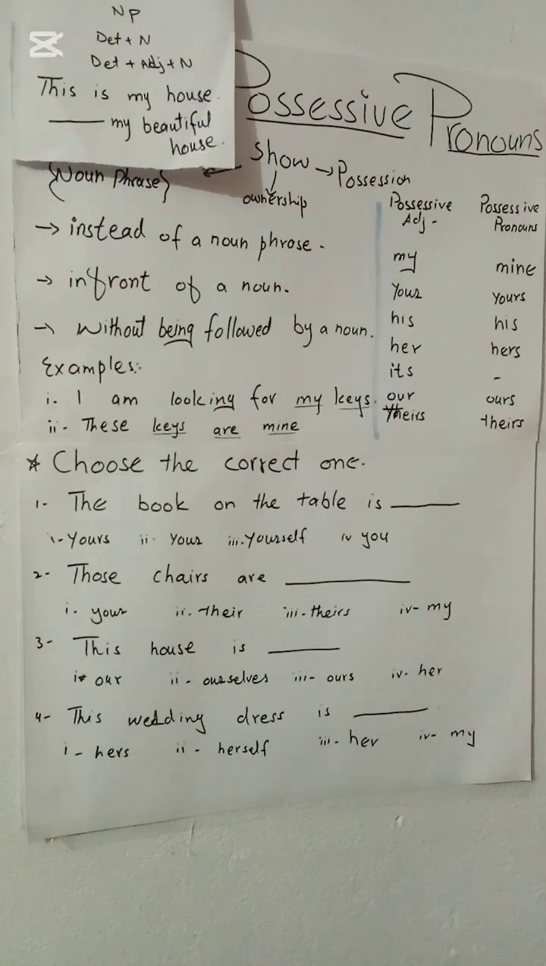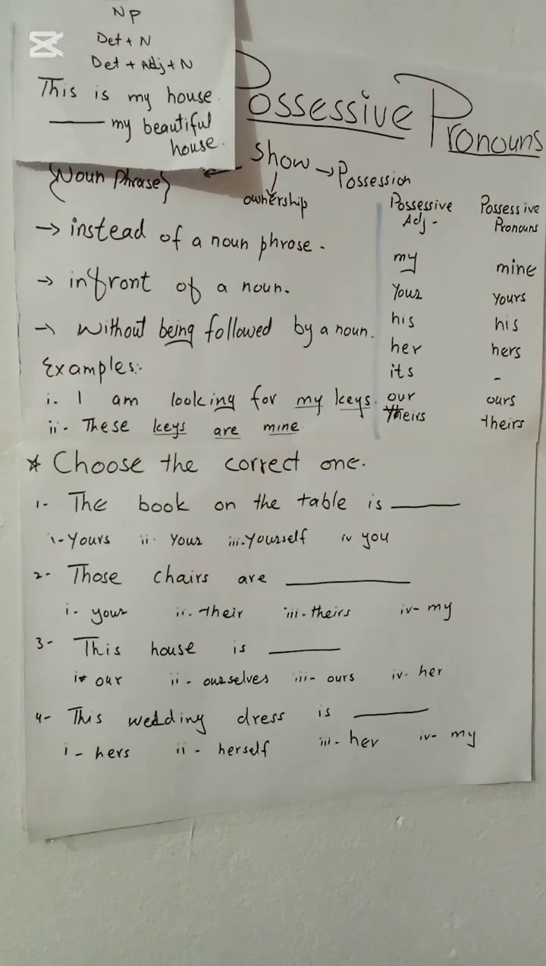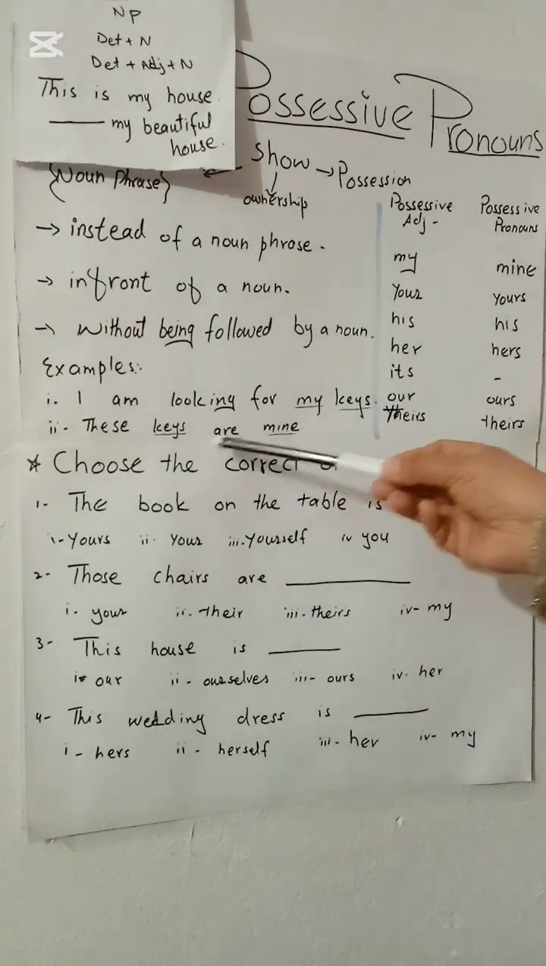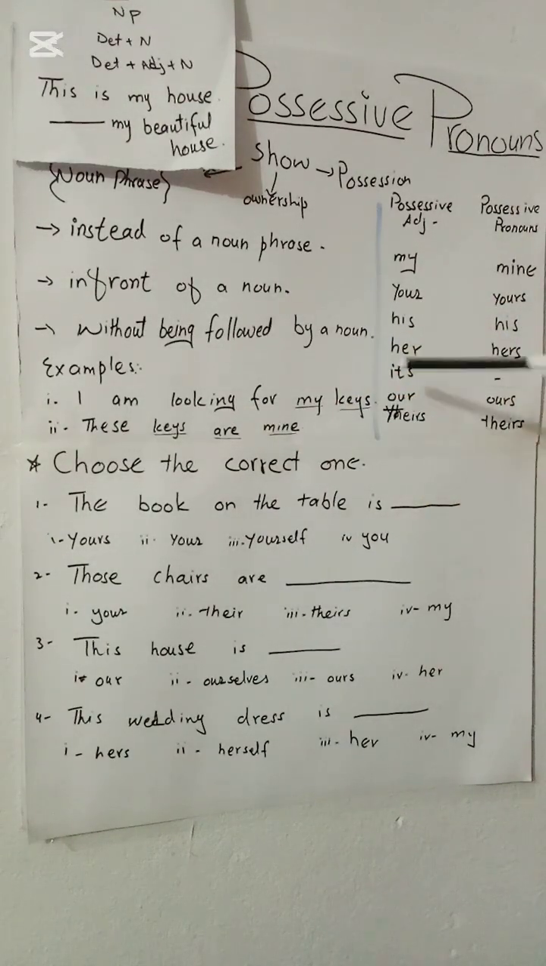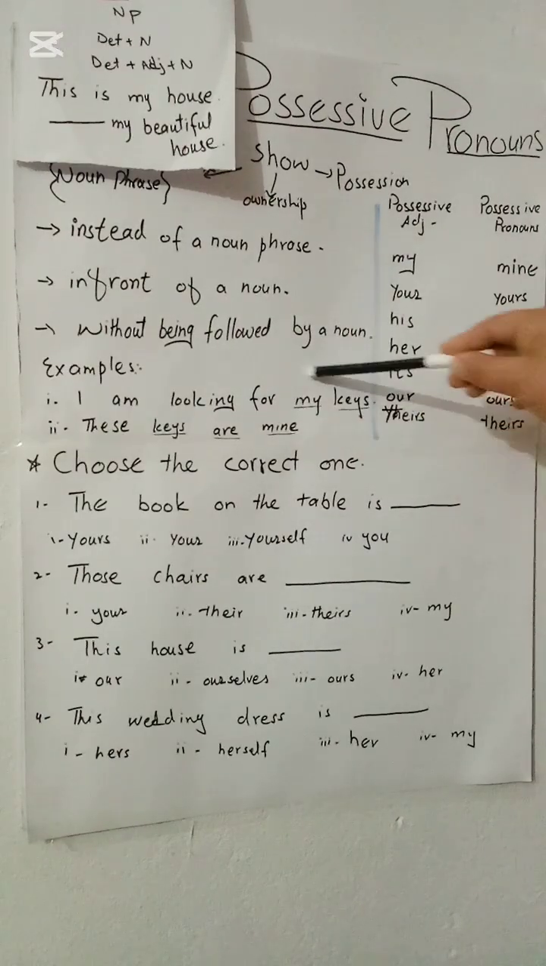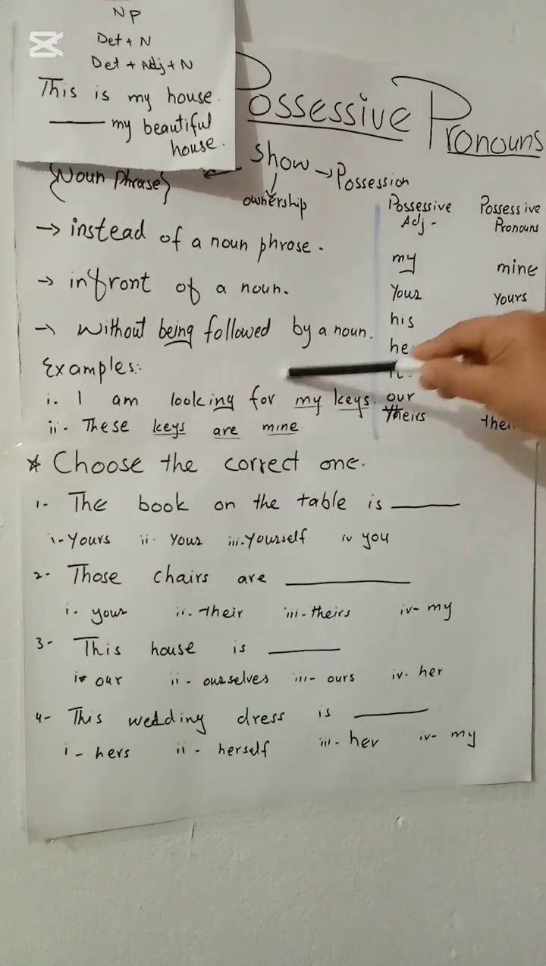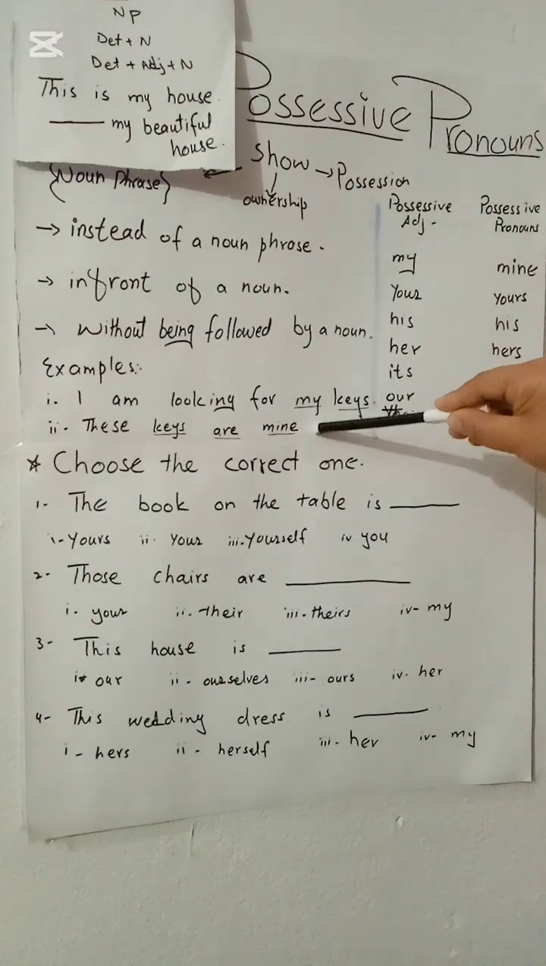And the third key point, which is discussed with examples in your book, is that a possessive pronoun is used without being followed by a noun. This is written in the form of a bullet in your book, and there are many examples about this. For example, one example is written here: I am looking for my keys. If we focus on this, we know that keys is the noun and my is the determiner. Here it is used as a possessive adjective, my keys.